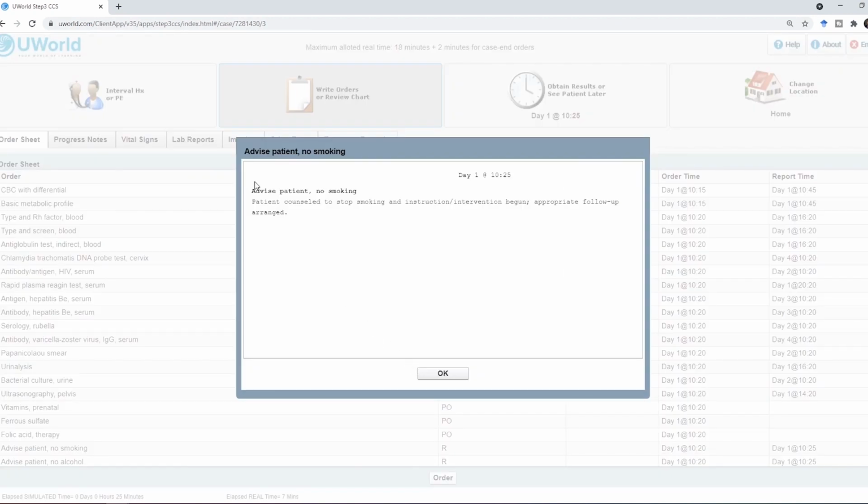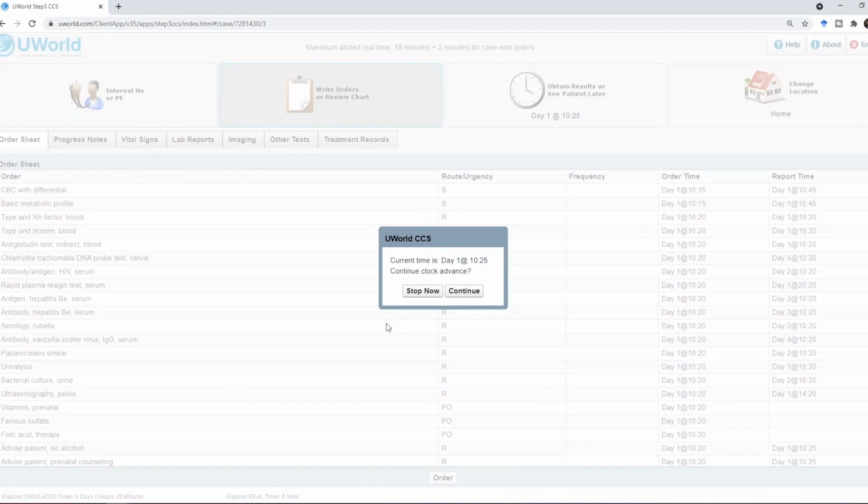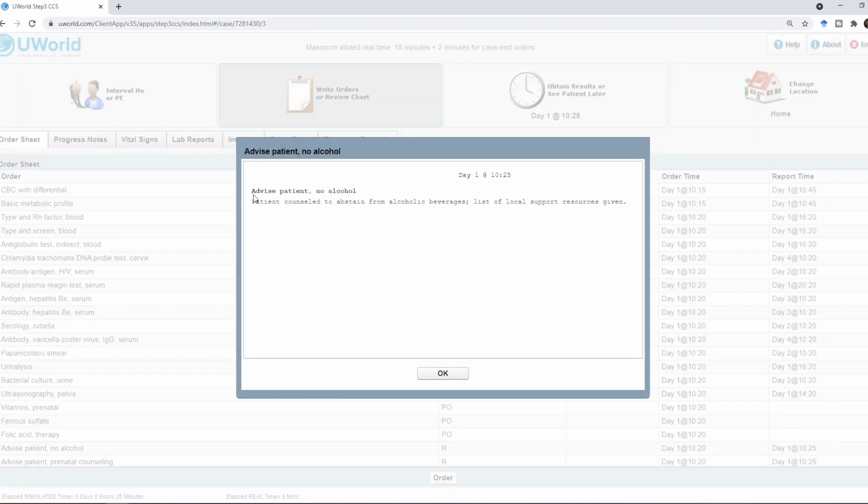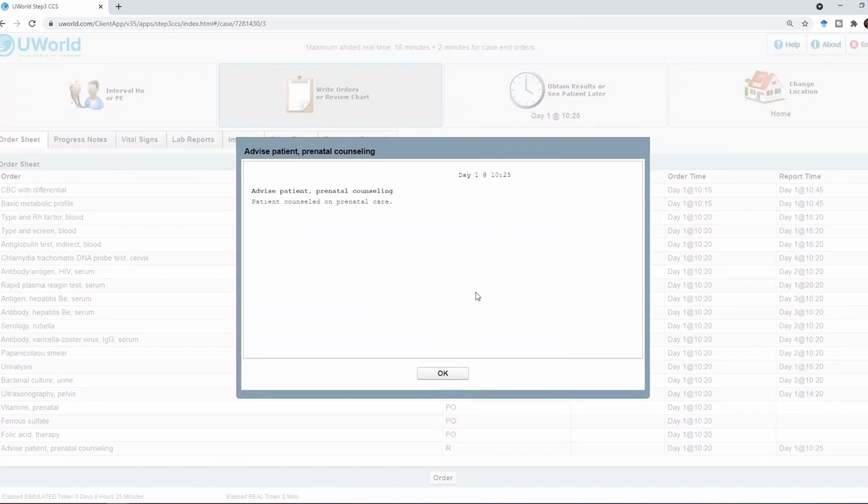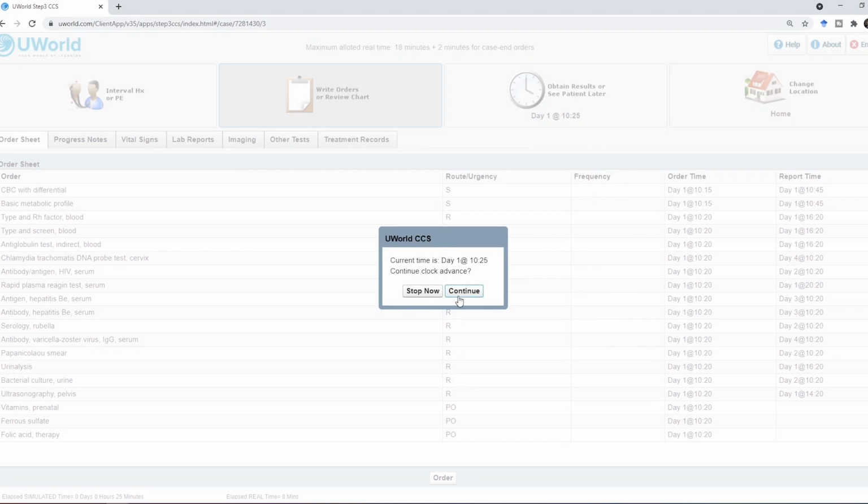And now I'll start showing you the results of the tests you ordered until the patient comes back for the visit. So the patient was counseled about smoking. This screen is asking you whether you would like to continue with the case or stop now and do something based on the results you just received. We would like to continue. The patient was advised about alcohol. Also continue. Advised about prenatal care.